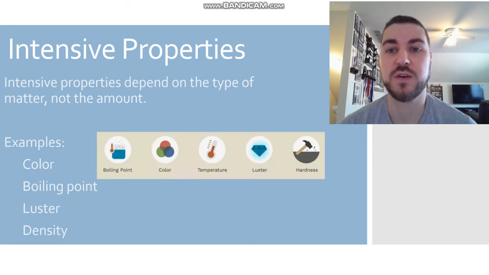Luster is just simply talking about how shiny the object is. Density is a ratio of the mass of a substance divided by its volume. And no matter how large the sample size is, the density of a piece of matter will not change.